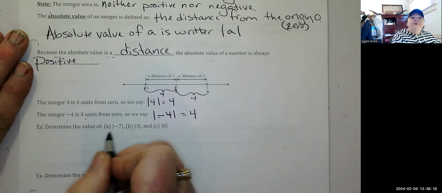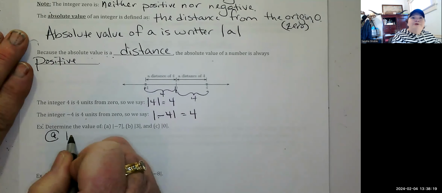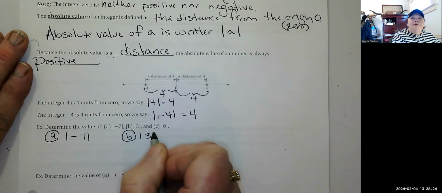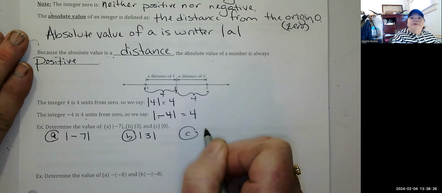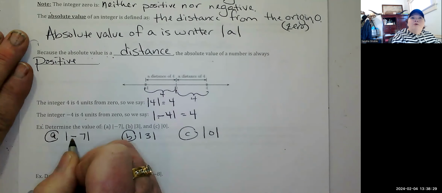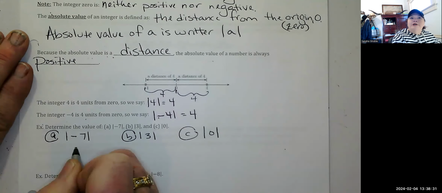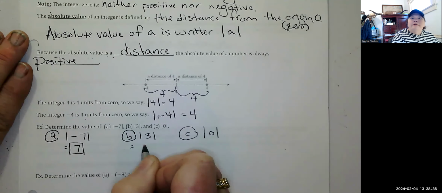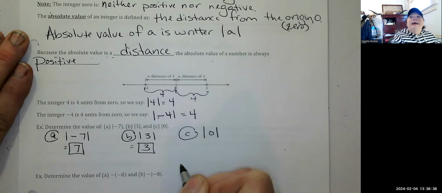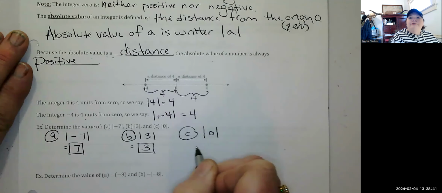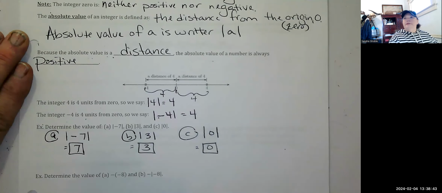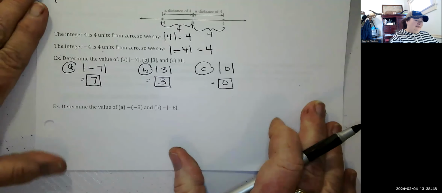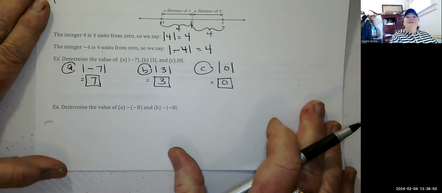Determine the value of the absolute value of -7, the absolute value of 3, and the absolute value of 0. Well, the absolute value of -7 is just 7. The absolute value of 3 is just 3. Has to be positive. And then the absolute value of 0 is 0, because there's no distance between 0 and 0. All right, remember absolute value is the distance from 0.